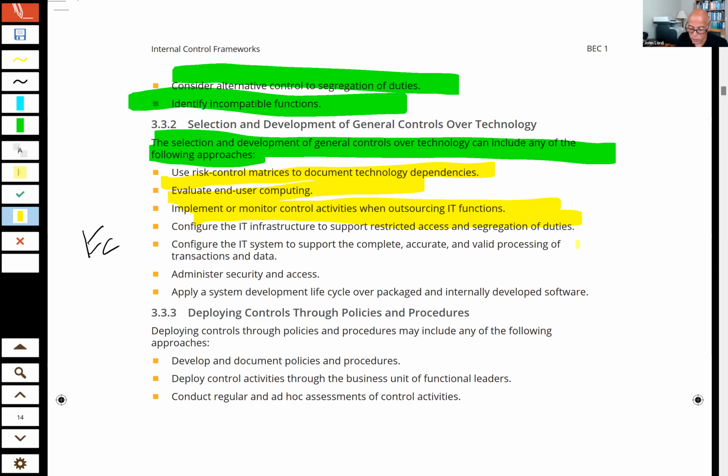Do we have to segregate duties? Do we have to restrict access? Configure the IT system to support processing transactions, administer security access, use of passwords, restricting access to certain information in the computer system. How about this one? If a document is considered a top secret document in the government, you shouldn't take it back to your house. That is another example of security and access. And apply the system development lifecycle over packaged or internally developed software, to see that the security around that is keeping up with any technological changes or changes in the operating environment of the company.